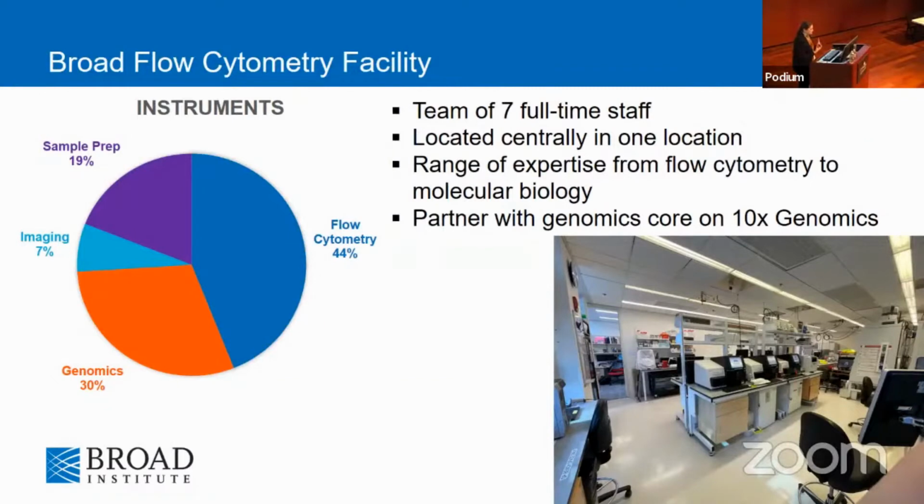We have a team of 7 full-time staff, and like I said, we're all within one lab. We have a range of expertise from flow cytometry to molecular biology. I actually have a molecular biologist in my group. He's a staff scientist. And we partner with our genomics core because I don't want to go around them.